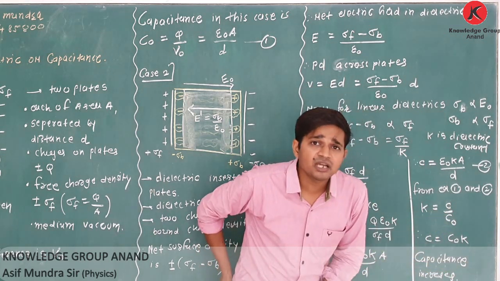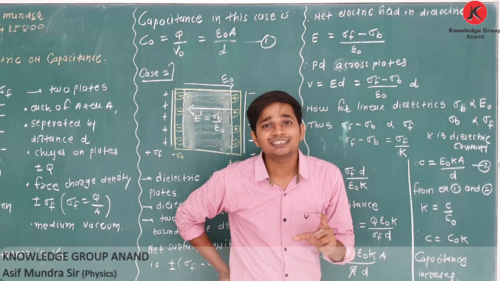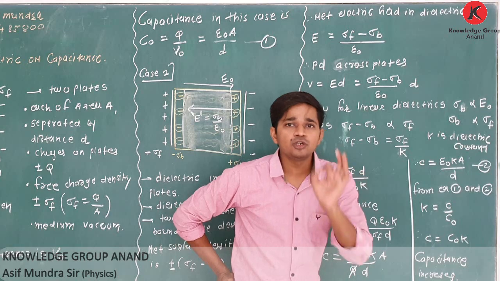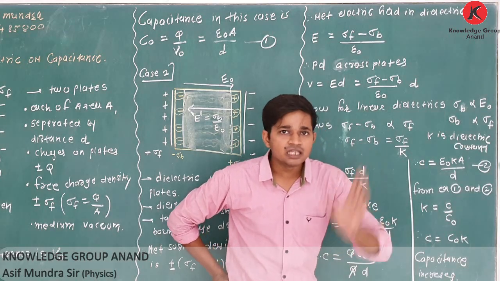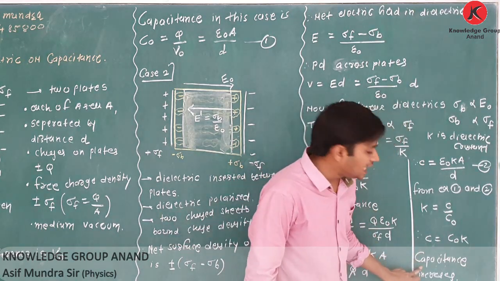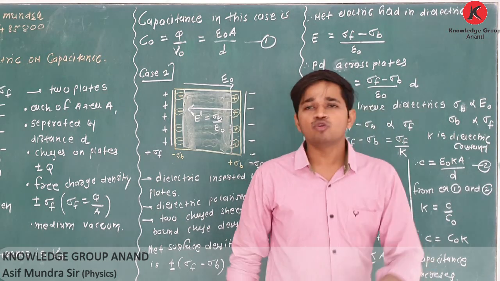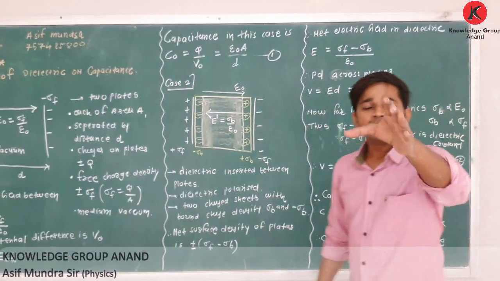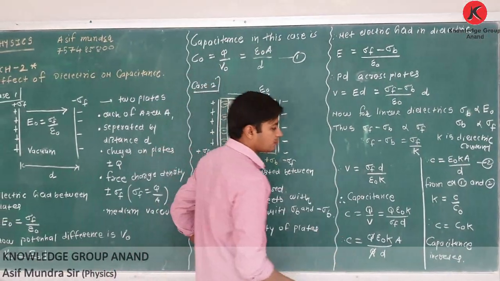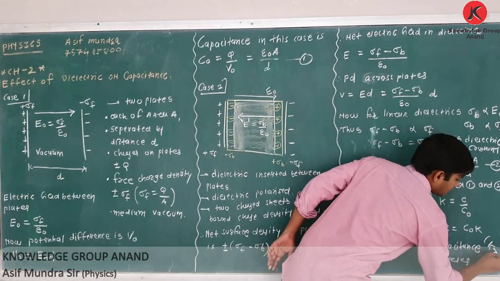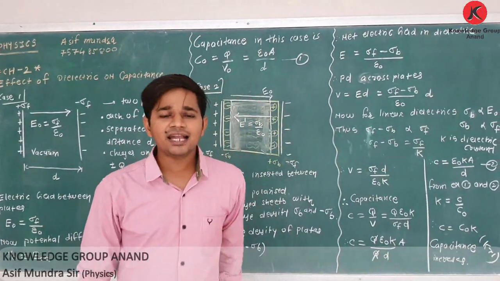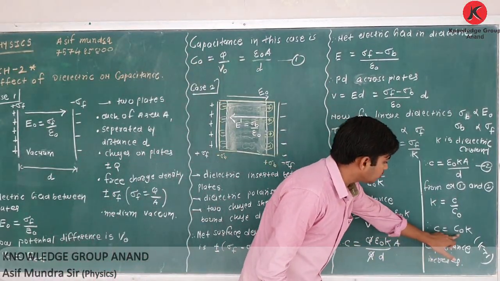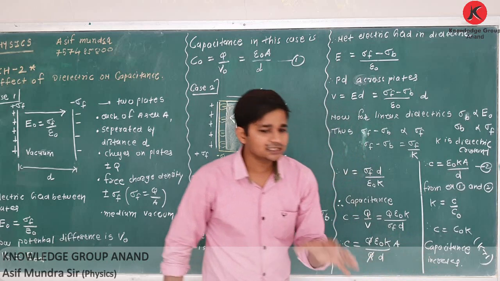Yes, in the last lecture we obtained one equation very similar: C dash is equal to CK. It is a similar equation. C is equal to C0 K. Capacitance increases if you replace this vacuum by another dielectric, because for any other insulating medium, K is greater than 1. So you will get C is equal to C0 K, meaning capacitance increases.